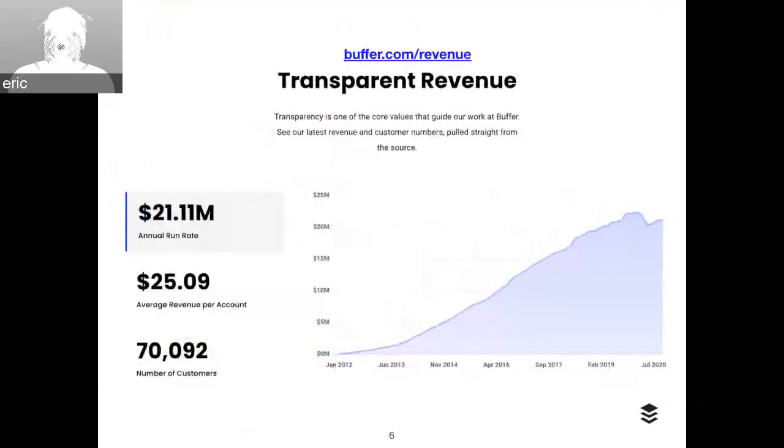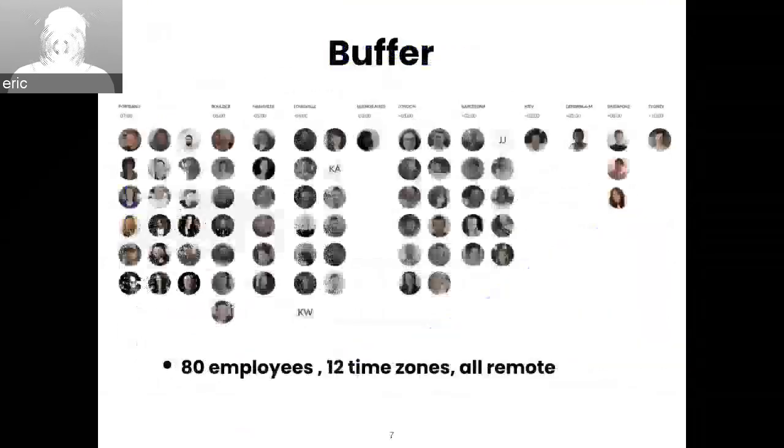And this is how much money we make. We're quite famous for being transparent about how we spend dollars. We're making around 20 million USD a year now. We have around 70,000 customers, and we have a few million users. And this is our team.